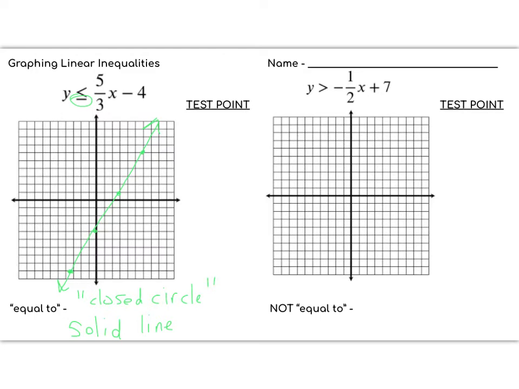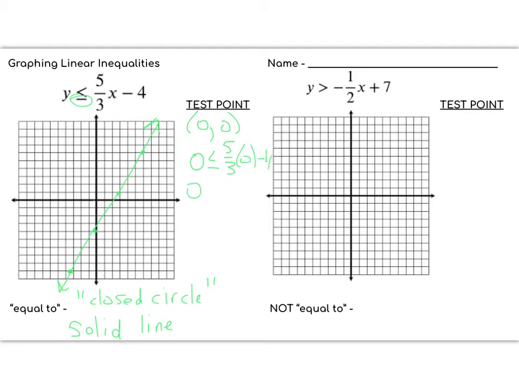I'm going to look over here and I see that the origin is not on the line. And I like dealing with zeros because zeros make things disappear and are easy to do. So I'm going to pick my test point of 0, 0, and I'm going to plug this into the equation and see if it's true or false. So I'm going to plug in 0 for y. I'm going to ask, is 0 less than or equal to 5/3 times 0 minus 4?